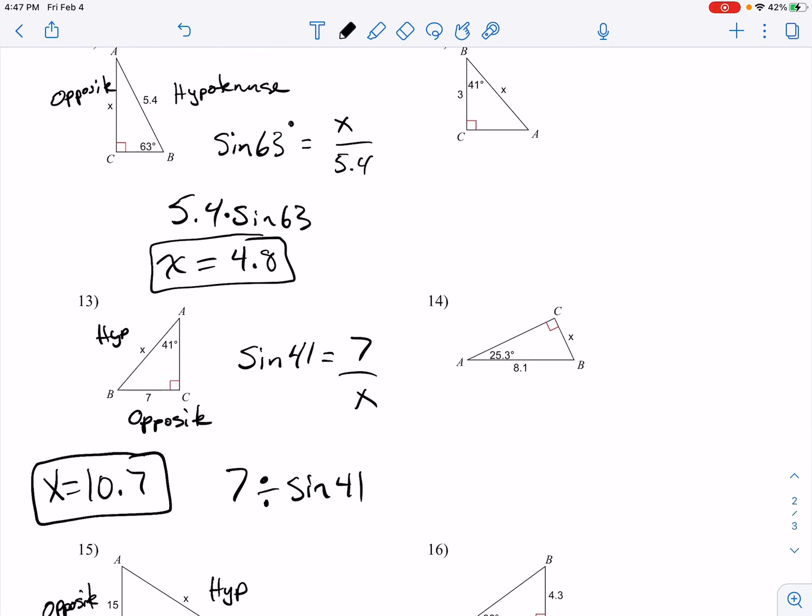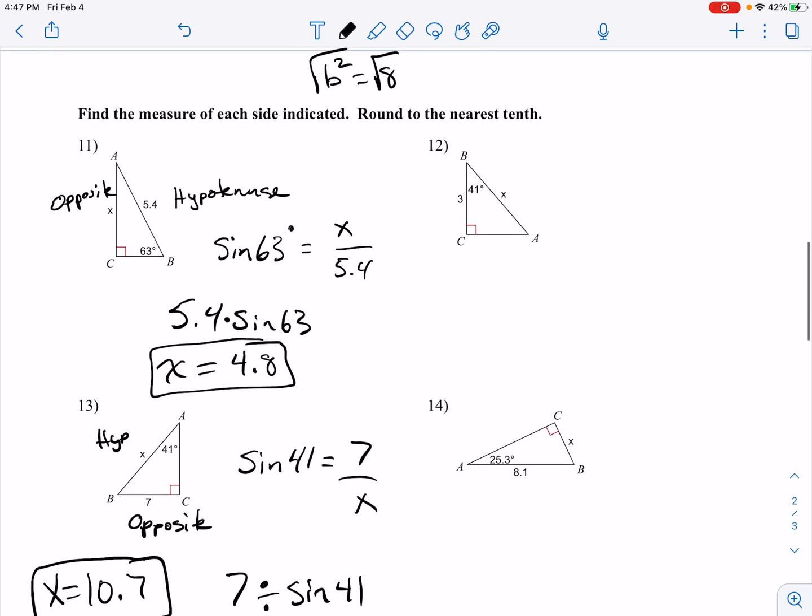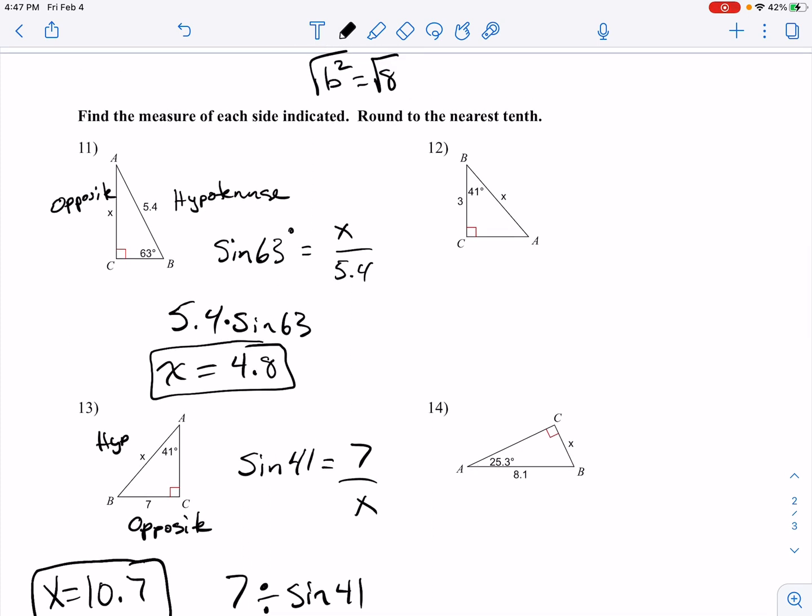Let's see. Let's go over here. Here we go. Number 12. Number 12 has adjacent and hypotenuse. So this one would be cosine. Sine is opposite over hypotenuse. Cosine is adjacent over hypotenuse. And tangent is opposite over adjacent. So this one is cosine because we have the adjacent and hypotenuse.